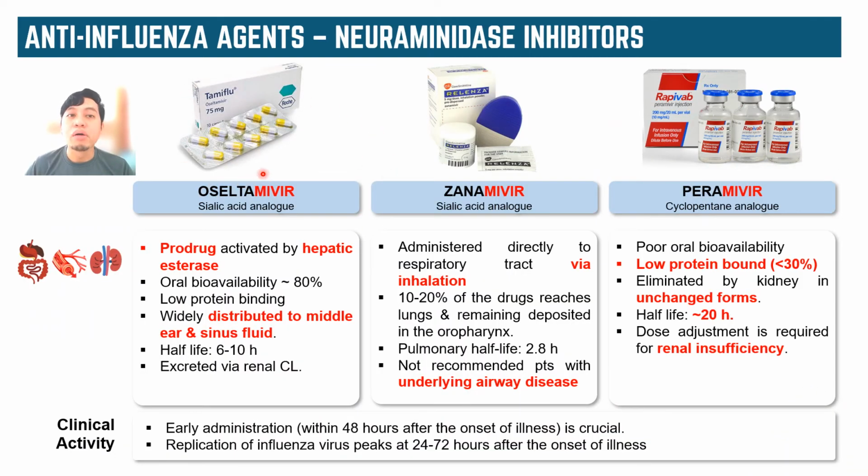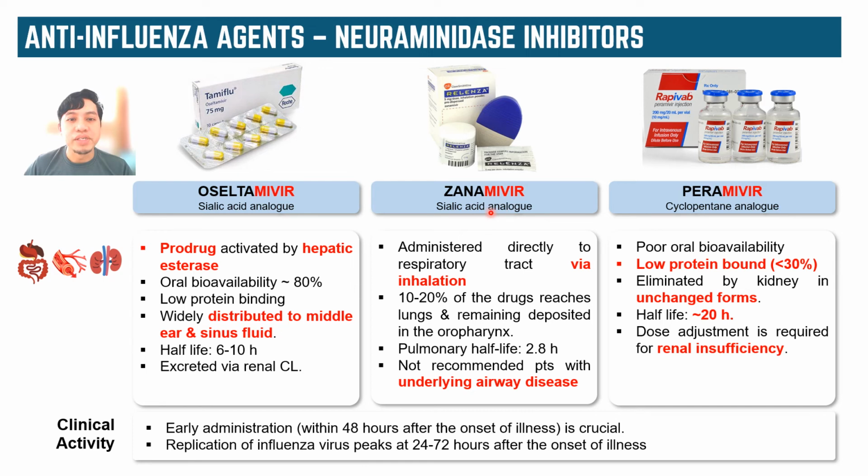Oseltamivir is an orally administered prodrug that is activated by hepatic esterase. It is widely distributed throughout the body and has oral bioavailability of about 80%. The plasma protein binding is low and it can be distributed to middle ear and sinus fluid. The half-life of oseltamivir is about 6 to 10 hours and it is excreted via renal clearance.